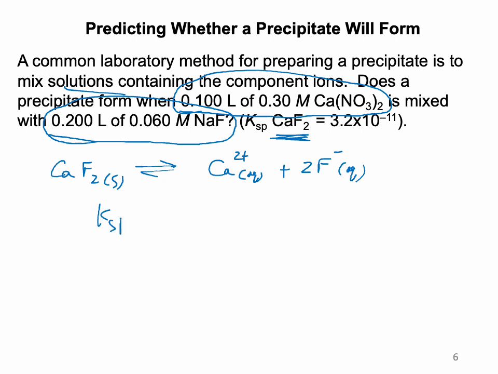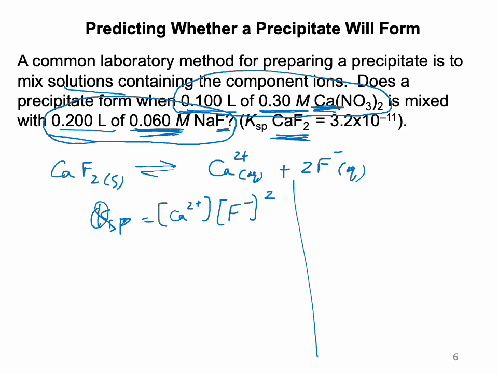So if I want QSP of this salt, I need calcium ion concentration times fluoride ion concentration squared. Now the calcium ion concentration is given to you indirectly. The question says you added 0.1 liter of 0.3 molar calcium, and fluoride is given right here. We added 0.2 liter of 0.06 molar fluoride, but these concentrations were initial concentrations. This is what was added. For QSP, I need the concentration at this given time point, which means I have to find the calcium ion concentration after mixing.